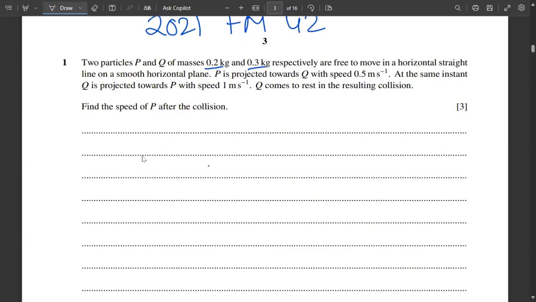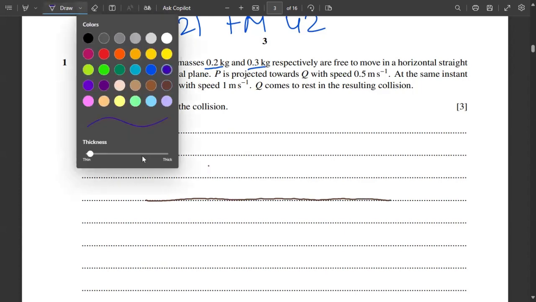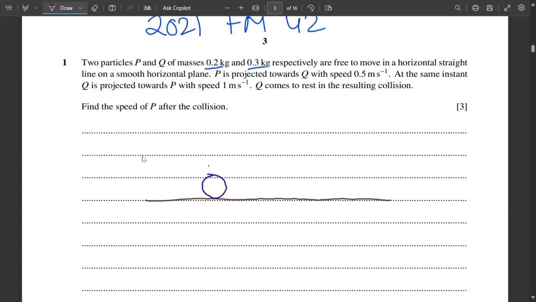Particle P, particle Q, horizontal, one second, not a proper horizontal line. Okay. Two particles P and Q start to move in a straight horizontal line. Better. Let me draw P and Q. P is 0.2 kg. Q is 0.3 kg.